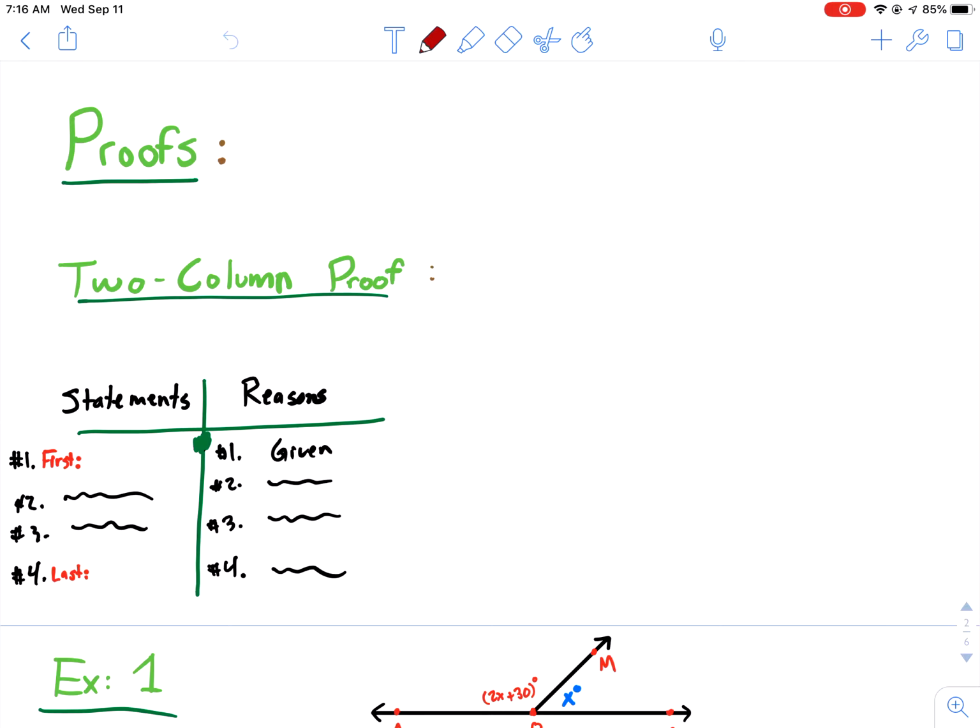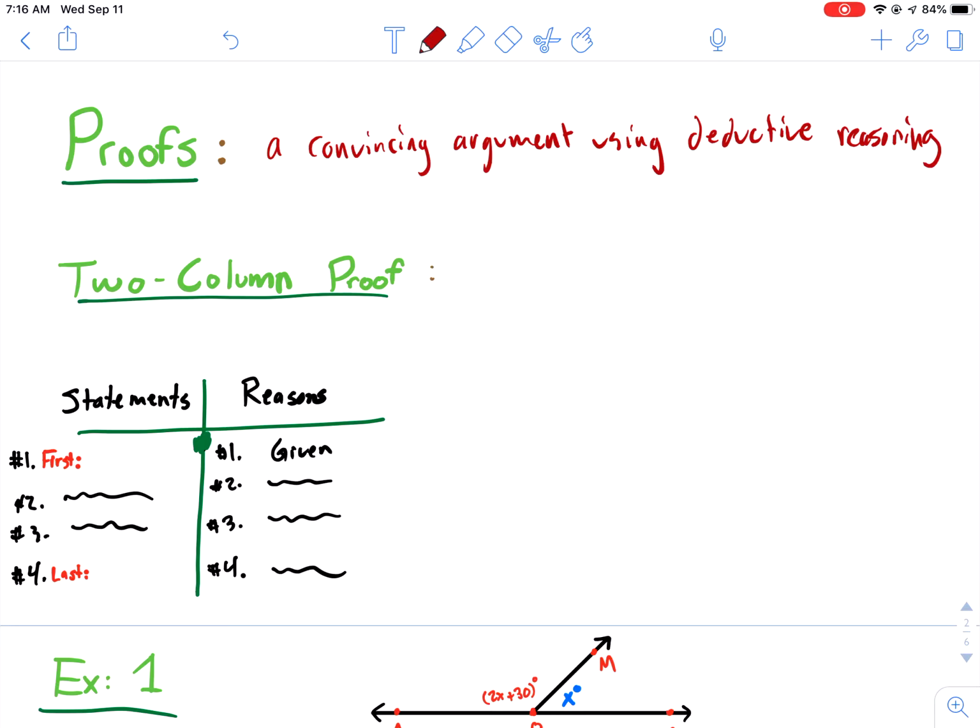So we're going to start with proof. A proof is a convincing argument using deductive reasoning. Deductive reasoning is using established facts and building off of those to make a point. In order to do proofs, we have to have facts that build off each other so that we can eventually get to an end.